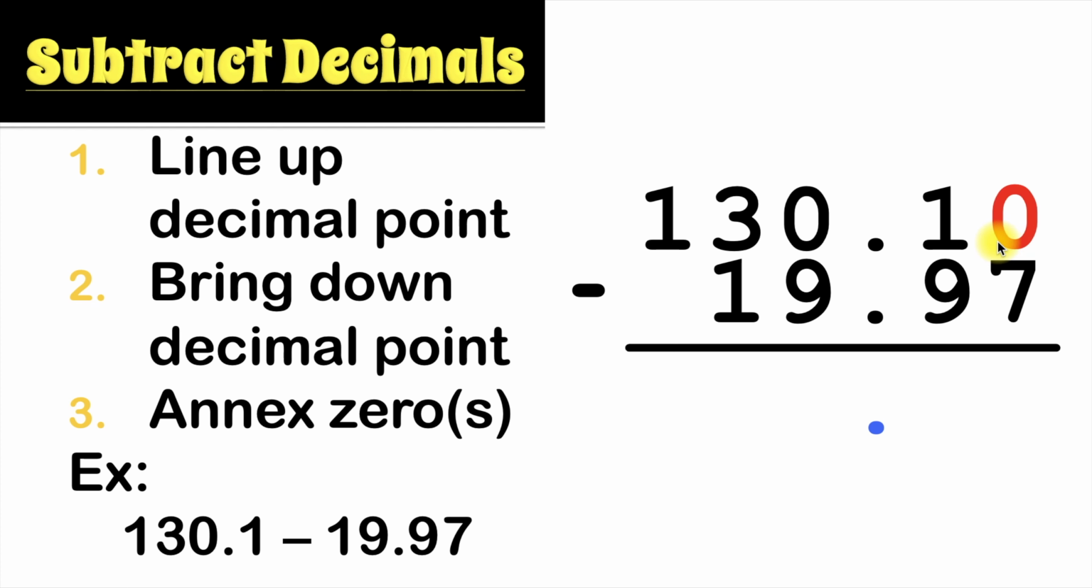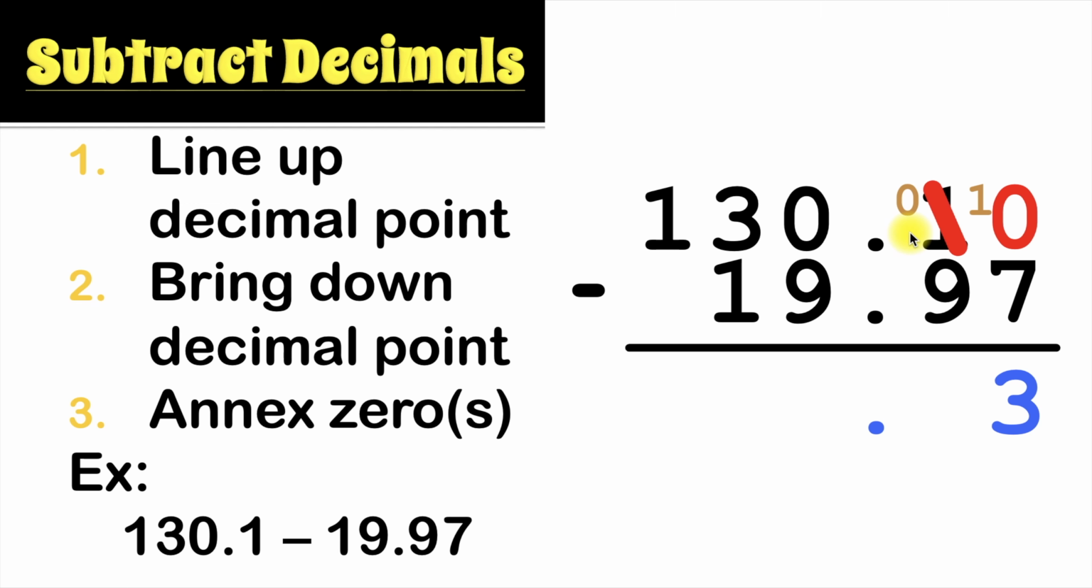And now we can subtract, starting from the right. We can't do 0 minus 7, so we're going to have to borrow from this 1. That means the 1 will become a 0, and the 0 will become a 10. So now we can do 10 minus 7, and that gives us 3. Now we can go to the next column.